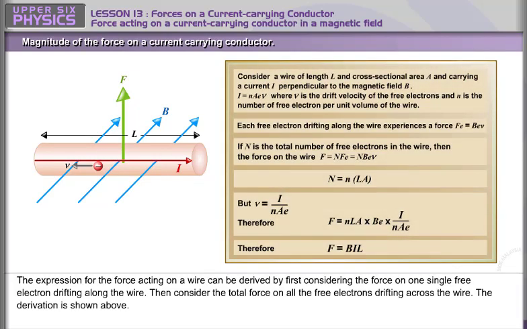The expression for the force acting on a wire can be derived by first considering the force on one single free electron drifting along the wire. Then consider the total force on all the free electrons drifting across the wire. The derivation is shown above.